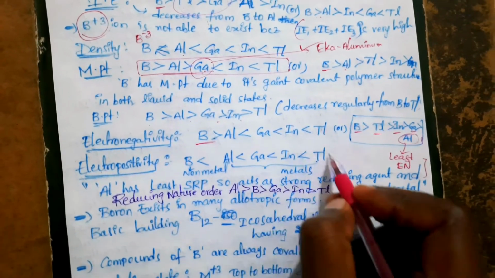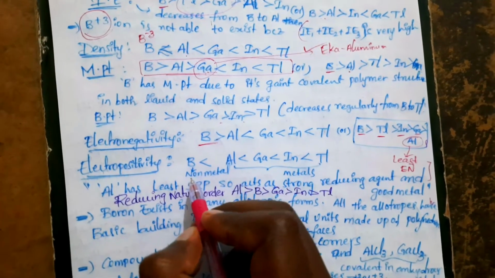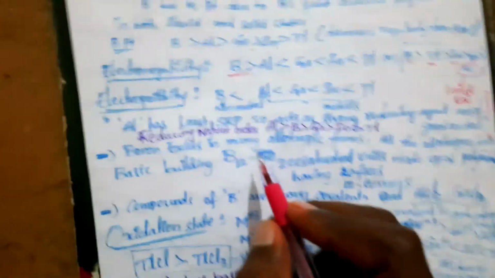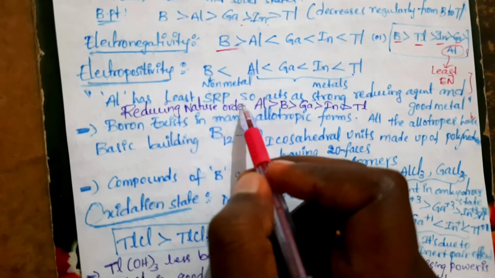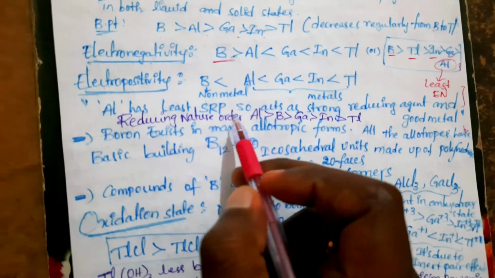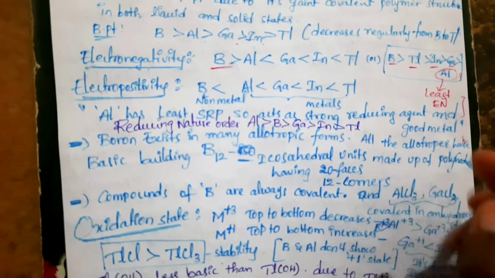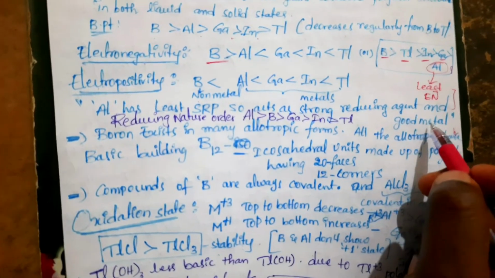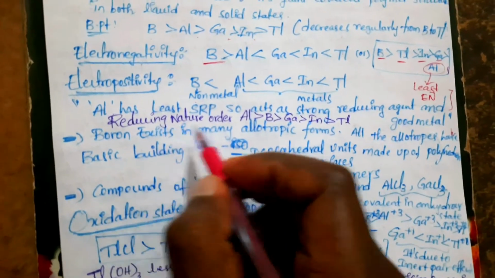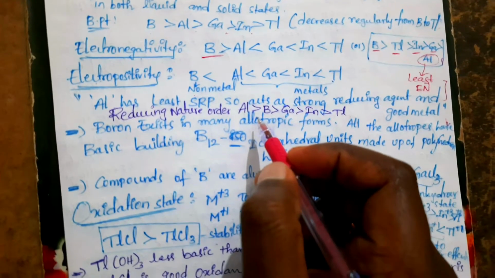Gallium, indium, thallium will have metallic character. Boron is the only non-metal, remaining all will be metals. Next, aluminium has the least SRP value, standard reduction potential value, so it acts as a strong reducing agent, and it is also a good metal. Because of low SRP value, it can readily lose the electron.